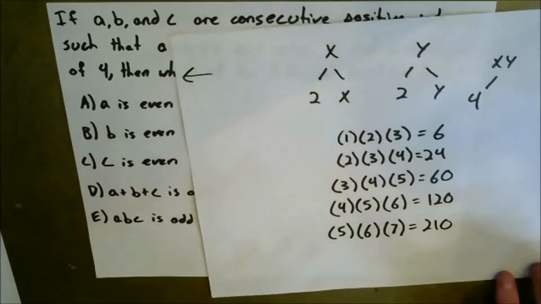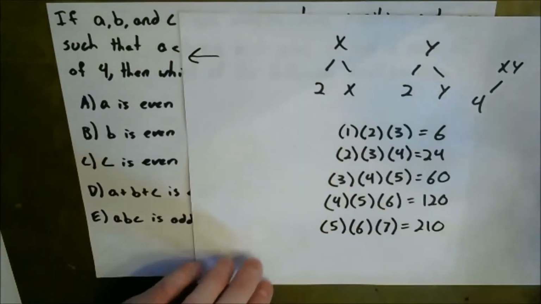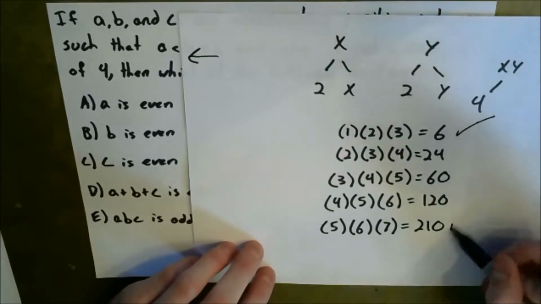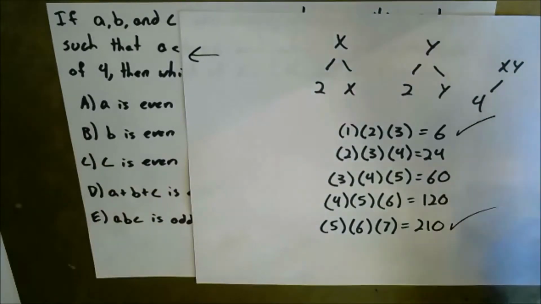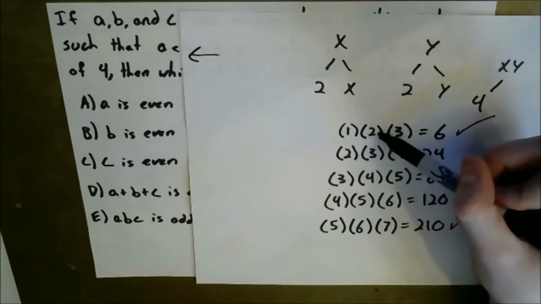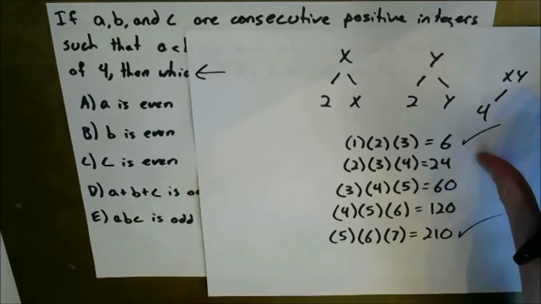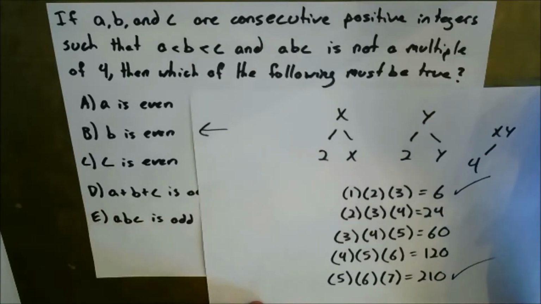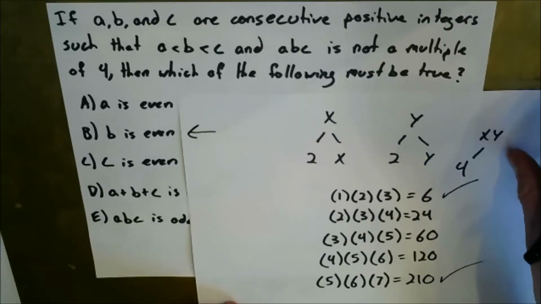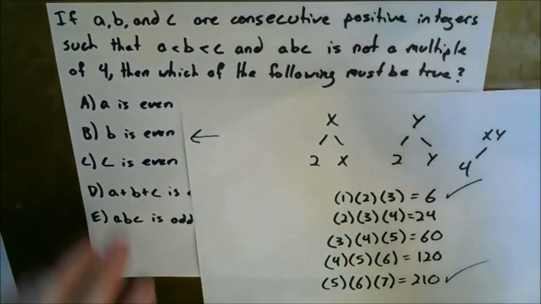So out of these numbers, you can check on your calculator. The only ones not divisible by 4 are this one and this one. And what do these two numbers have in common? The middle number, which is b, is even. And that's another way to find the answer, by substituting in. So the final answer is b. b is even.